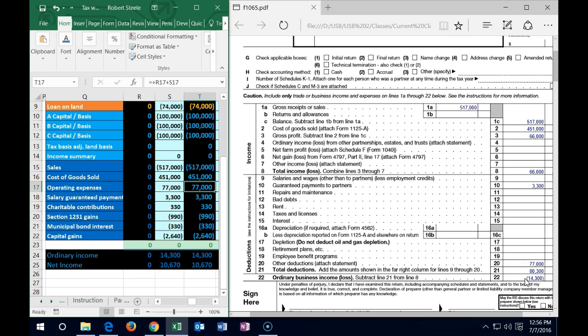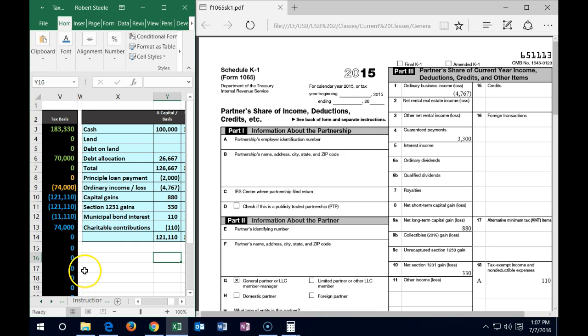Page 1 of Form 1065 ties out to the ordinary income we calculated here, being sales minus cost of goods sold, minus operating expenses, minus the salaries. That's going to be part of what we'll have to pull through to the K-1, and we'll take a look at that next time. Okay, so now let's take a look at the K-1.